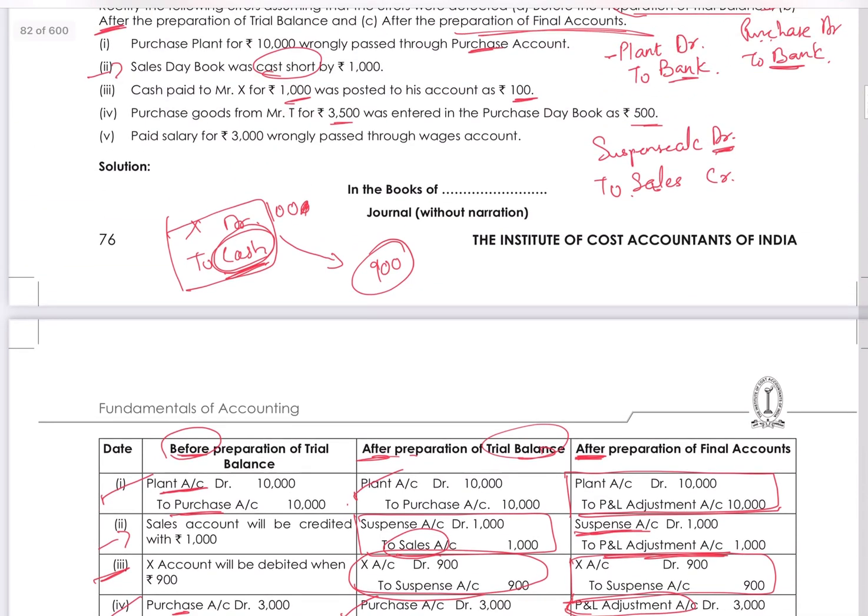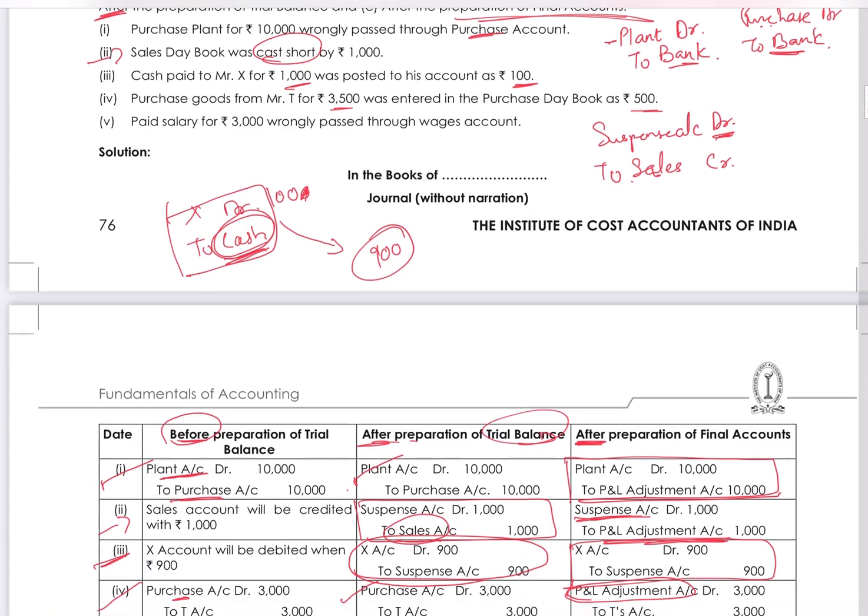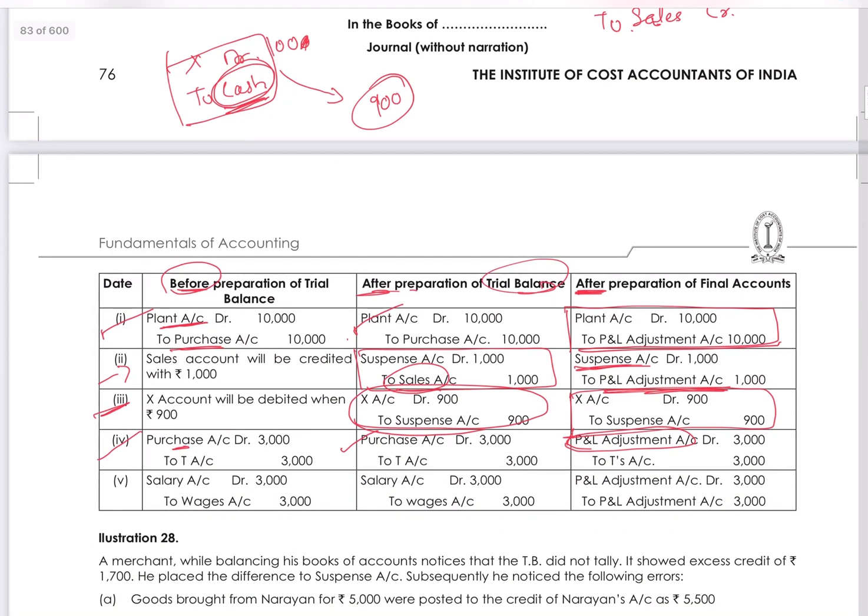Next. Paid salary for 3,000 wrongly passed through wages account. Now they have paid salary, but they showed it as wages. So what should it be? It should go to salary. When they paid, what should the entry have been? Cash goes out, so cash is credited. Salary is an expense. Salary debit to cash. Okay.